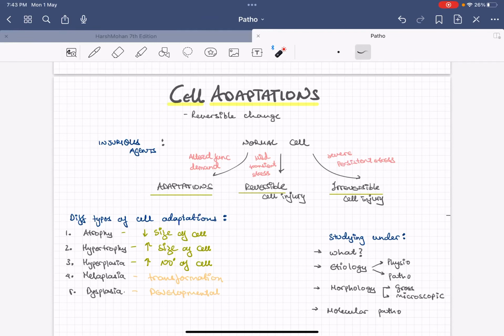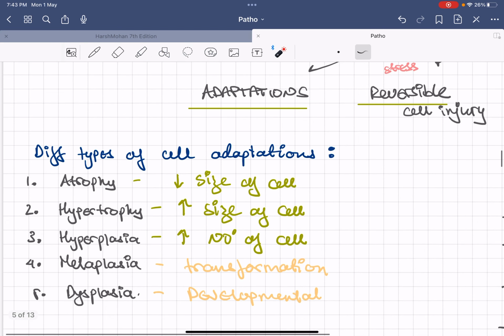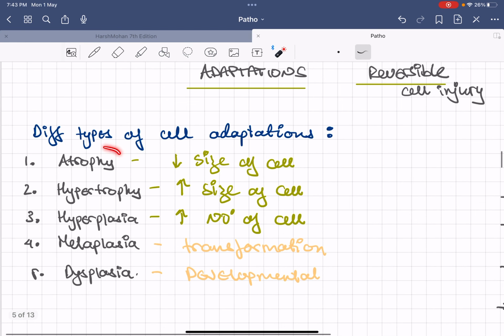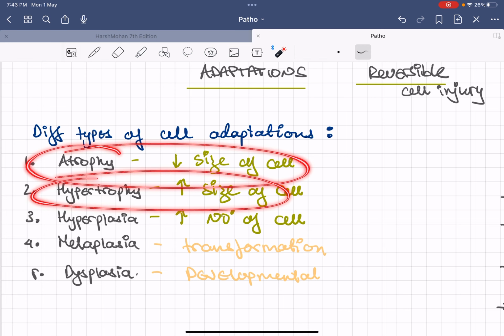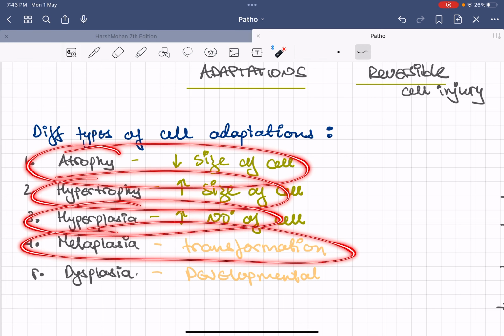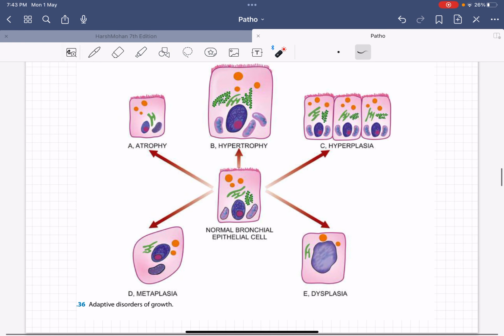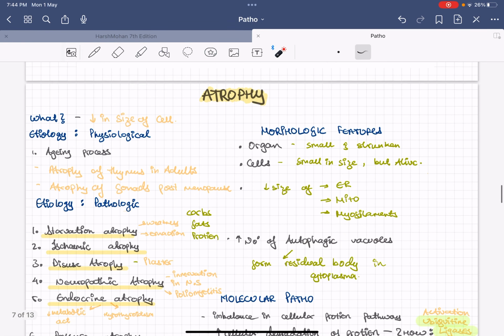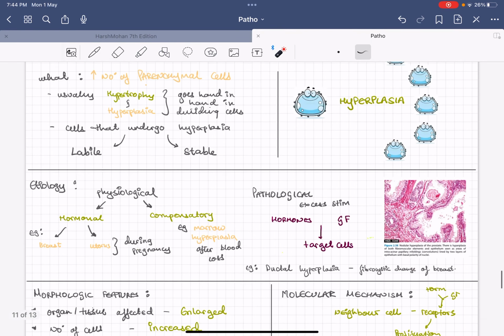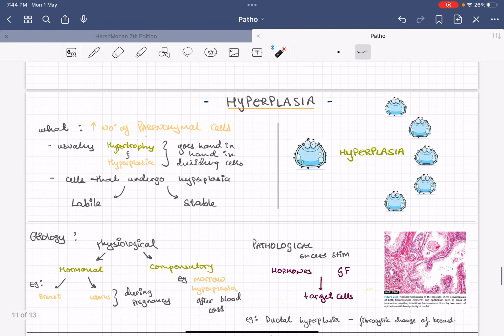Hello guys, so today we will be learning about hyperplasia, metaplasia and dysplasia. But before going into detail, let us revise the different kinds of cell adaptations that we did in the last video. So what are the different kinds of cell adaptations? Atrophy, hypertrophy, hyperplasia, metaplasia and dysplasia. We can always refer to this diagram for a better understanding. I guess we are well versed with the basics, so let's move on to hyperplasia in detail.